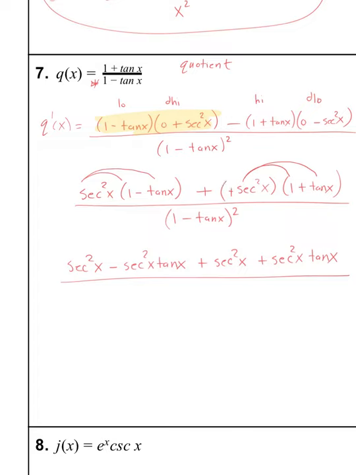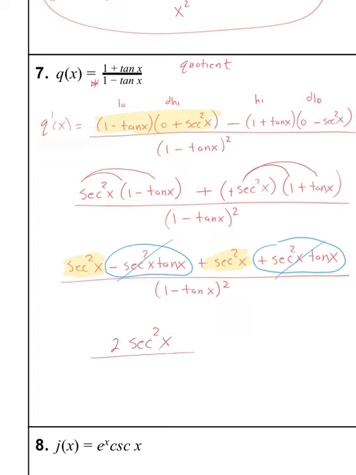Alright, now you can see, let me bring the denominator down. Can't forget our denominator. But now you can see in the numerator, a couple things are going to cancel out. Right here we have a negative secant squared tangent of x, and here we have a positive secant squared tangent of x. Those go away. And then we have like terms right here. 1 secant squared of x, and then we have another secant squared of x. So our final numerator is just 2 secant squared of x. And on the bottom, 1 minus the tangent of x, all squared. And there you go. That was a tricky one algebraically, but just break it down step by step.